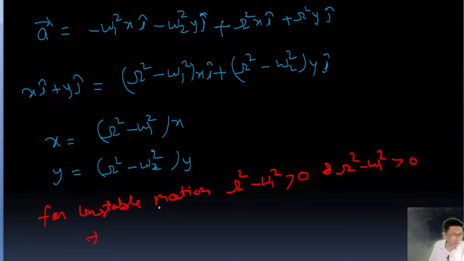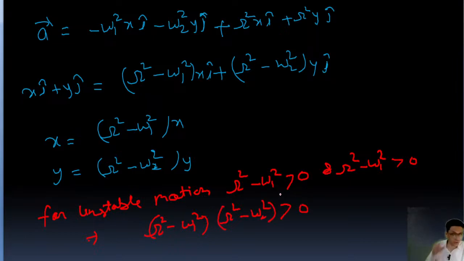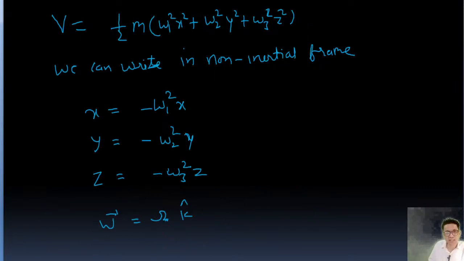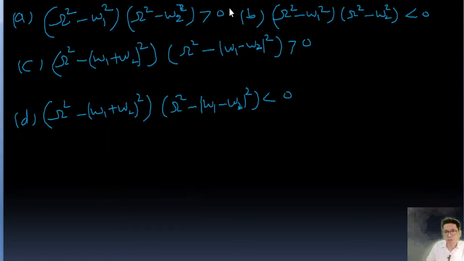So that implies omega square minus omega 1 square into omega square minus omega 2 square must be greater than or equal to 0. Okay, because this is 0, this is 0, means their product is also 0. So which option is matching, guys? Let me check which option is matching. Option B is matching, guys. Option B, right? So omega square minus omega 1 square, omega square minus omega 2 square is less than 0.